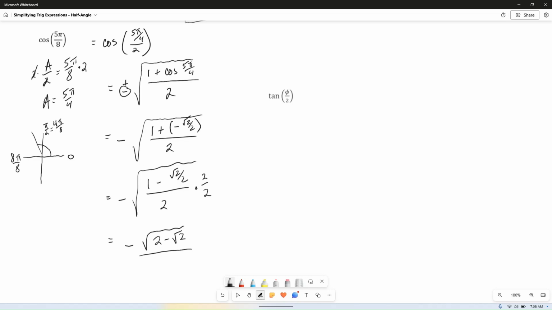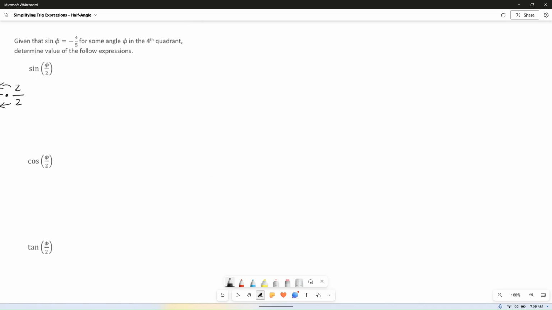And then we're going to have the 2 times 2 in the denominator, which is a 4, and the square root of 4 is a 2. So the cosine of 5 pi over 8 is going to equal a negative square root of the quantity 2 minus square root of 2, and then all of that is over a 2. And let's look at one more example.